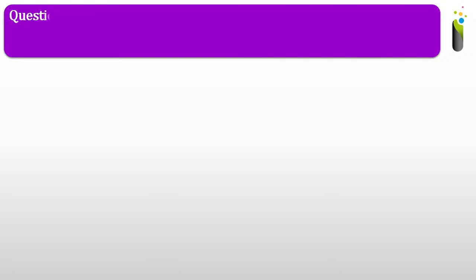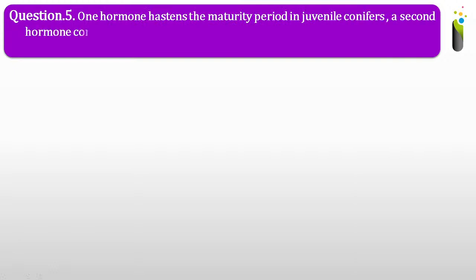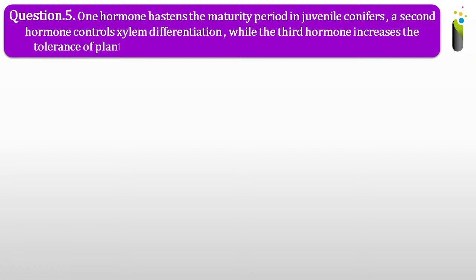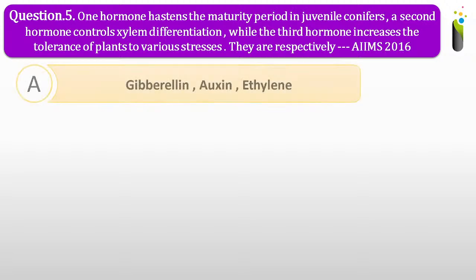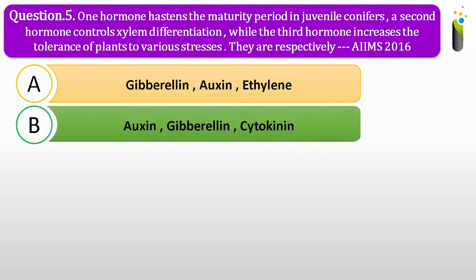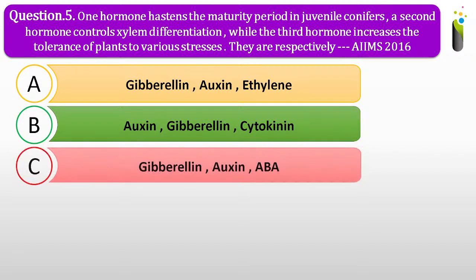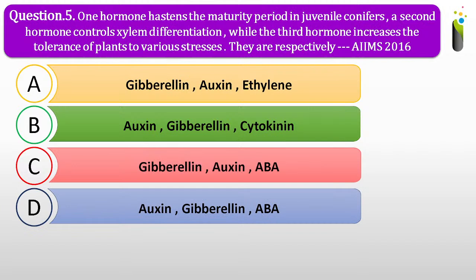Coming to the next question, number 5. One hormone hastens the maturity period in juvenile conifers. A second hormone controls xylem differentiation, while the third hormone increases the tolerance of the plants to various stresses. They are respectively dash. The question had appeared in AIIMS 2016. Your options are A. Gibberellin, Auxin, Ethylene. B. Auxin, Gibberellin, Cytokinin. C. Gibberellin, Auxin, abscisic acid. D. Auxin, Gibberellin, abscisic acid.